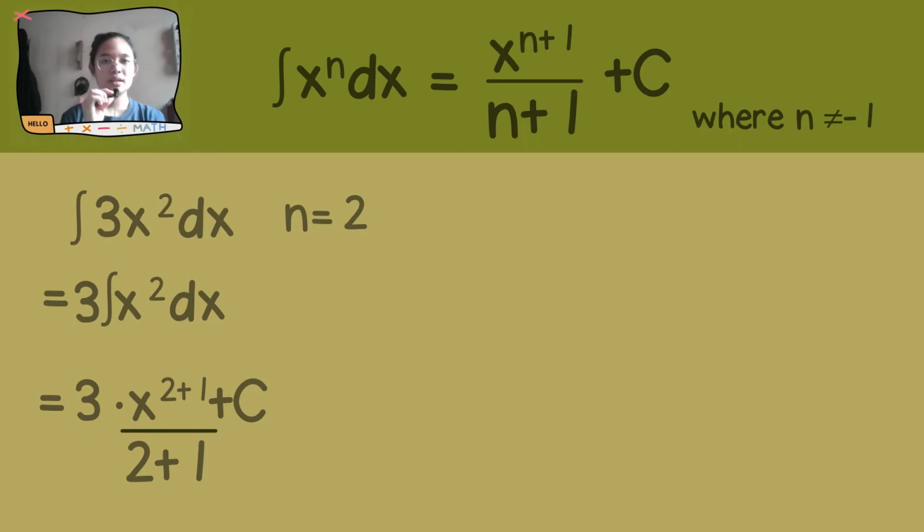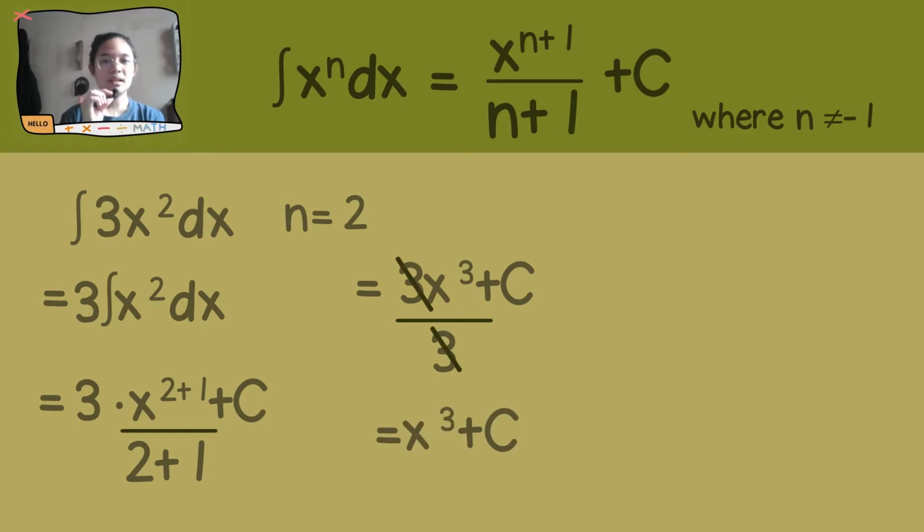And I can solve it simply by using the formula at the top. Go ahead and add +1 to the n on both the numerator and the denominator, and then we would come up with this answer. Now, simplifying it, go ahead and take out the 3 on the numerator and the denominator, so our final answer will be x cubed plus c.